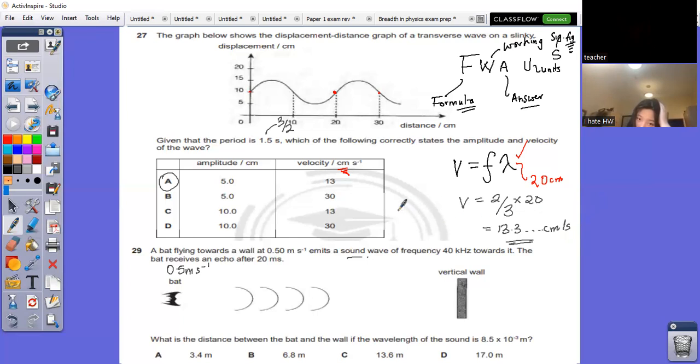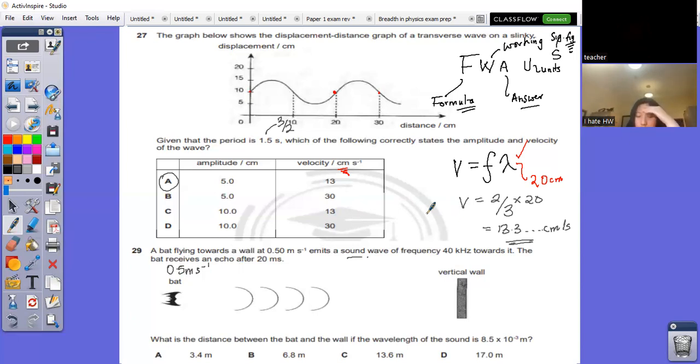So what did you do for this one? Do you want to talk me through how you approached it? This is 40,000 times 8.5 times 10 to the power minus 3. Oh, so you took 40,000 and then you multiplied it by 8.5 times 10 to the power of minus 3. Okay, and why did you do that? Just if you can explain why you went down that route. I don't know. Not sure.